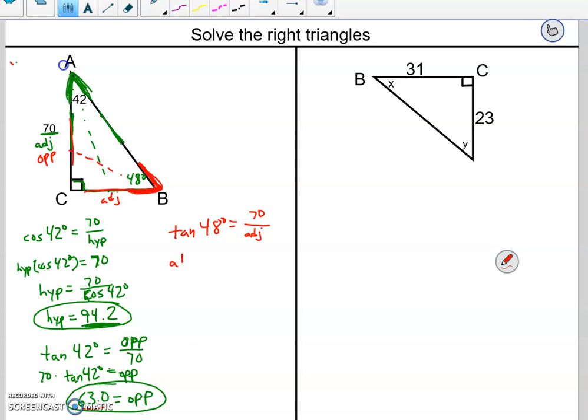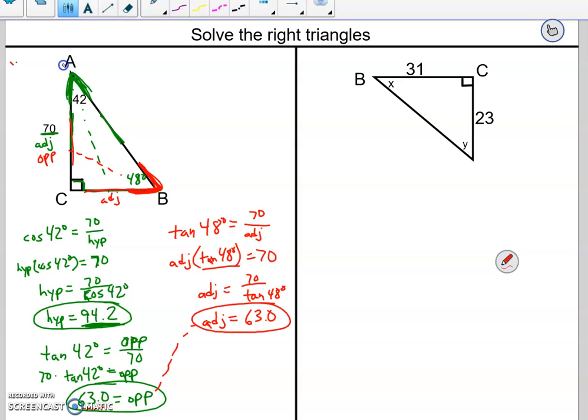Okay, multiply both sides by adjacent, the missing value there, tangent of 48, to get it out of the denominator, and then divide both sides by the tangent of 48. So the adjacent side must be 70 divided by the tangent of 48, whatever that value is. When you do that, and again, making sure your calculator is in degree mode, the adjacent side would come out to be about 63, which is what we said it was when we did it the other way.